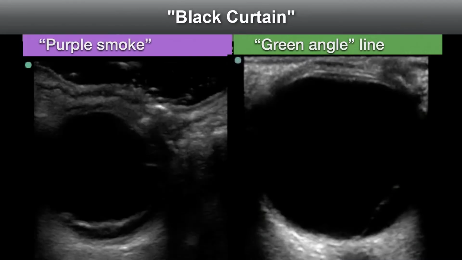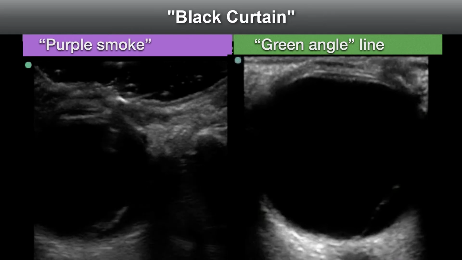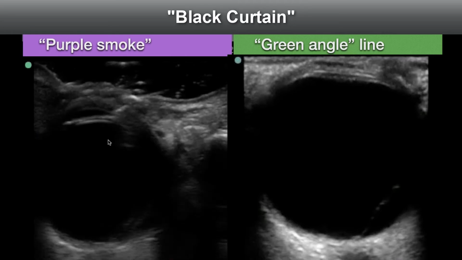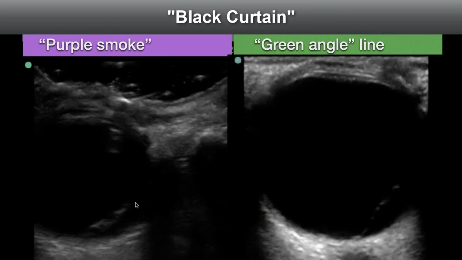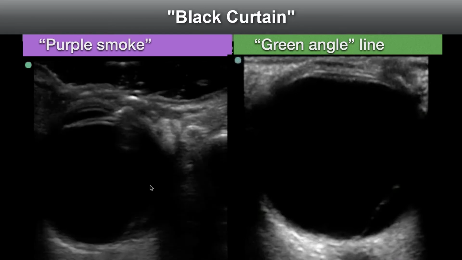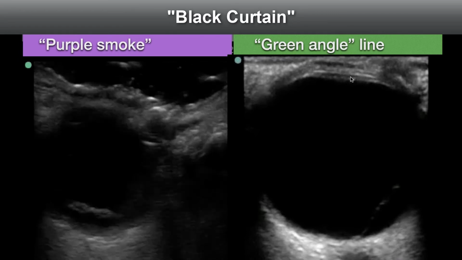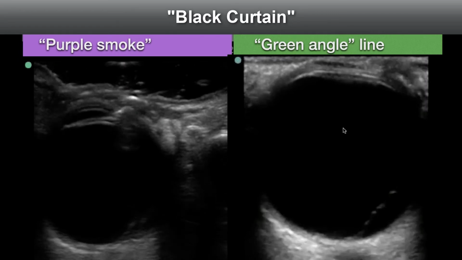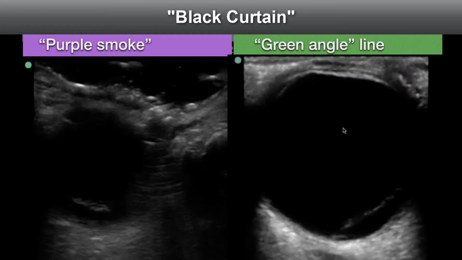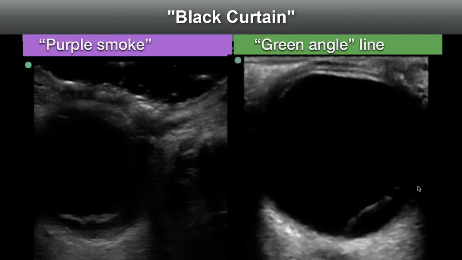The last myth that I like to talk about is this black curtain thing that we get tested for on board exams, but I've never had a patient tell me that they have black curtain vision loss. This is a patient who complained about purple smoke. He said he had a little area of purple smoke right next to his nose in his visual field, and that was this retinal detachment on the side. And this is another patient who said that she had a green angled line on the inferior lateral portion of her view that just stayed there for a couple days. So she came in, and this is her retinal detachment right here.